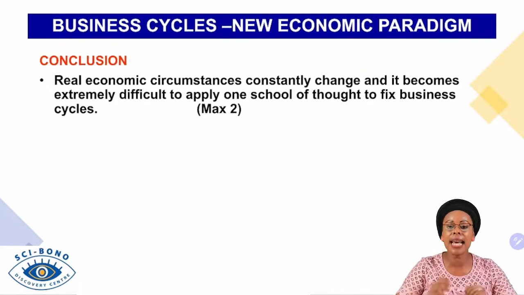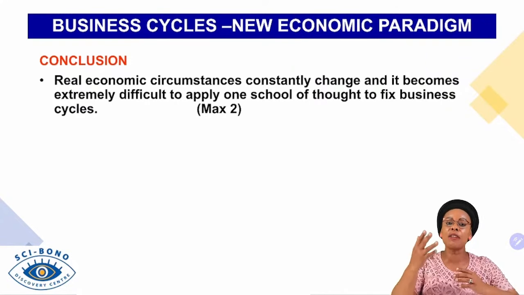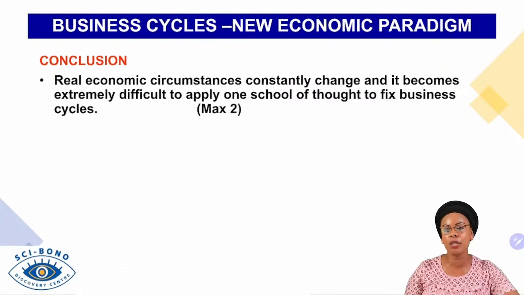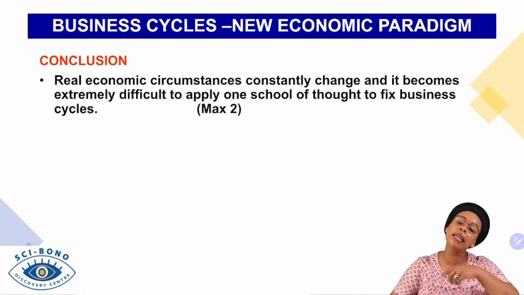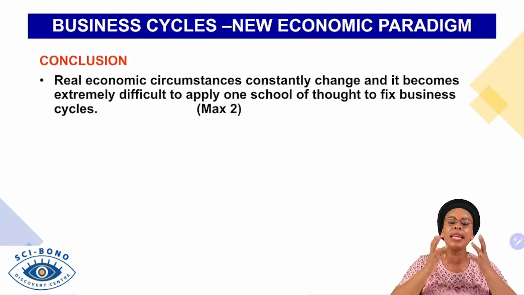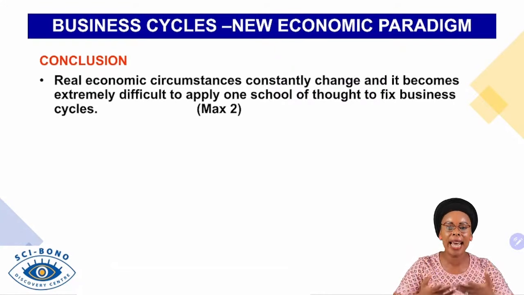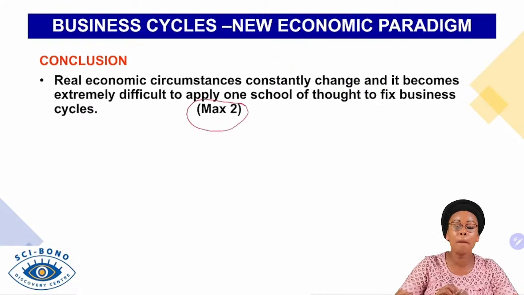So in this example, we are concluding by saying real economic circumstances constantly change and it becomes extremely difficult to apply one school of thought to fix business cycles. So it becomes difficult to apply only fiscal policy or only monetary policy or only supply side policy. Sometimes you can even write that a combination of these policies can be applicable. Then you will get your 2 marks.